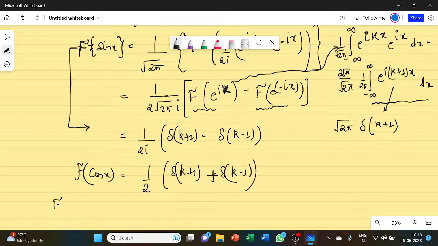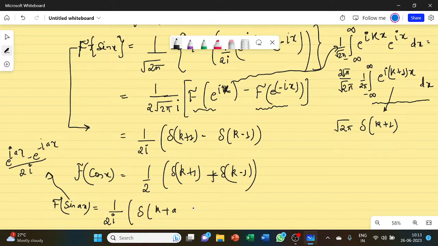If someone asks what would be the Fourier transform of sine ax, then when I'm writing in terms of complex exponentials, sine ax can be written as e to the power of iota ax minus e to the power minus iota ax, divided by 2 iota. So the Fourier transform of sine ax would be equal to 1 upon 2 iota, Dirac of k plus a minus Dirac of k minus a.